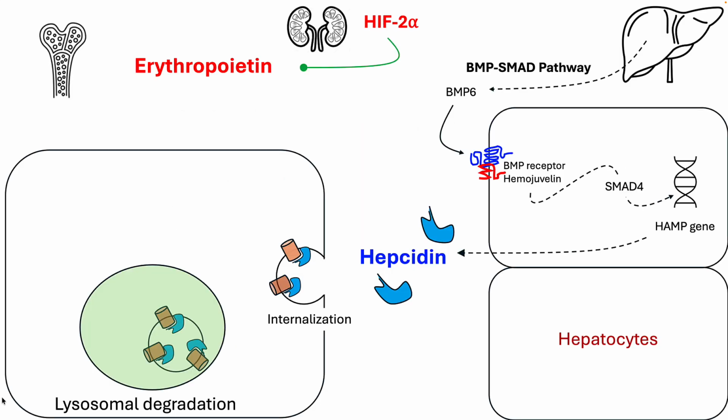If iron levels are low, erythropoietin production is stimulated by the hypoxia-inducible factor 2-alpha pathway in the peritubular interstitial fibroblast cells in the kidneys. And this is where you have to understand this nuance. At the systemic level, the cells are sensing hypoxia and not anemia for iron regulation.